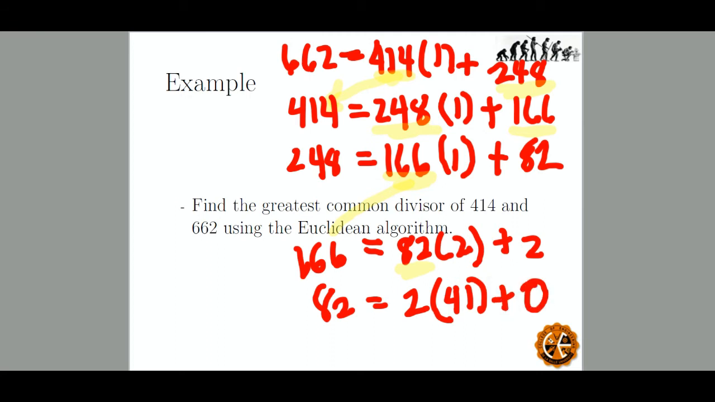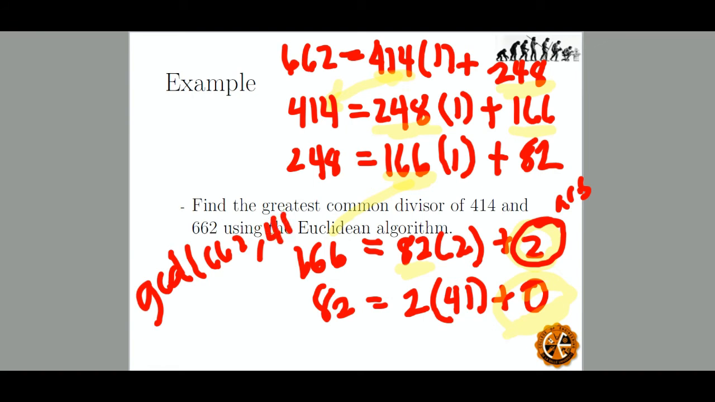So this is again the cue for termination, when the remainder becomes 0. So the remainder prior to that, which is 2, is now our answer. So this is our answer. GCD of 662 and 414 is equal to 2.